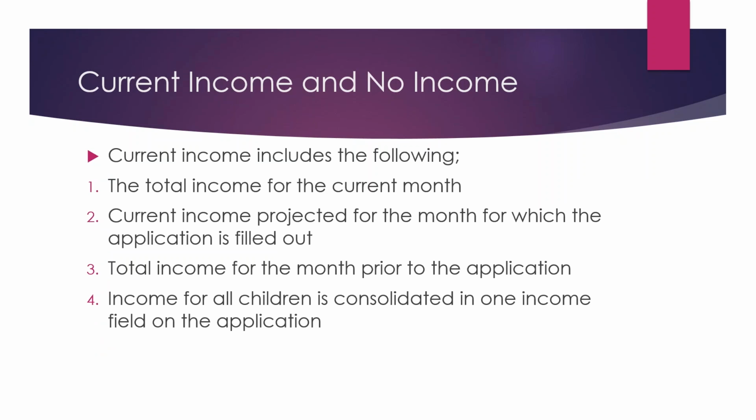So current income and no income. Current income includes the following definition: the total income for the current month. Current income is projected for the month for which the application is filled out, or the total income for the month prior to the application being filled out. And income for all children is consolidated in one income field on the application.